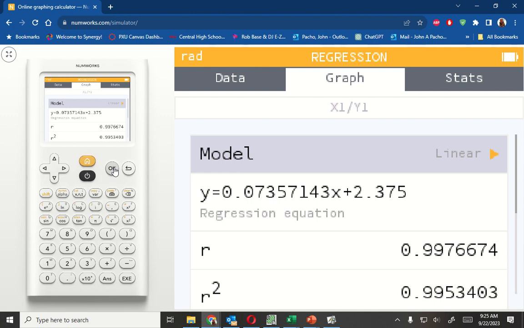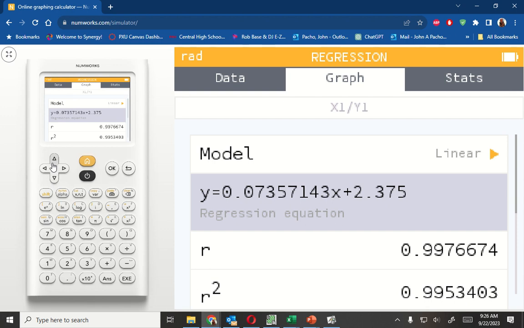So, here is my model. My R value is what I'm looking for here. R value close to 1 is the best number. Okay, here's my linear, and that's the equation.